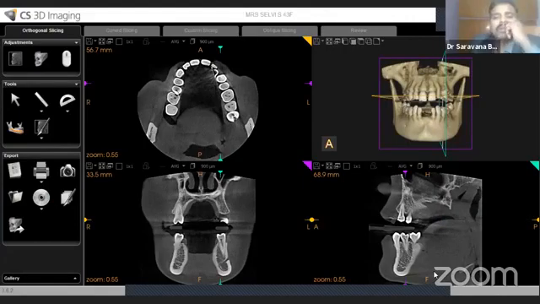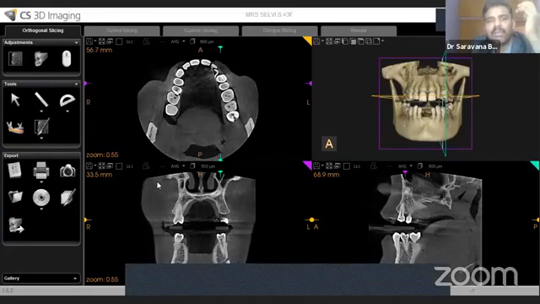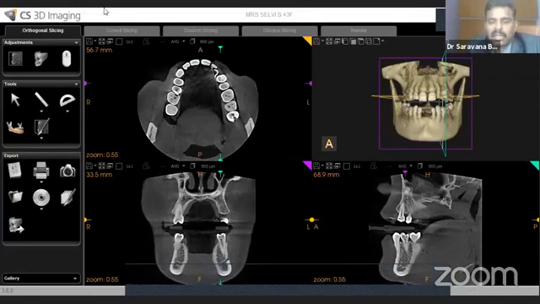Okay. So, this is how we view the CBCT software. I am going to explain only one case analysis from the Carestream software, that is CS 3D imaging software. As I told you, there are lot of CBCT companies are there.